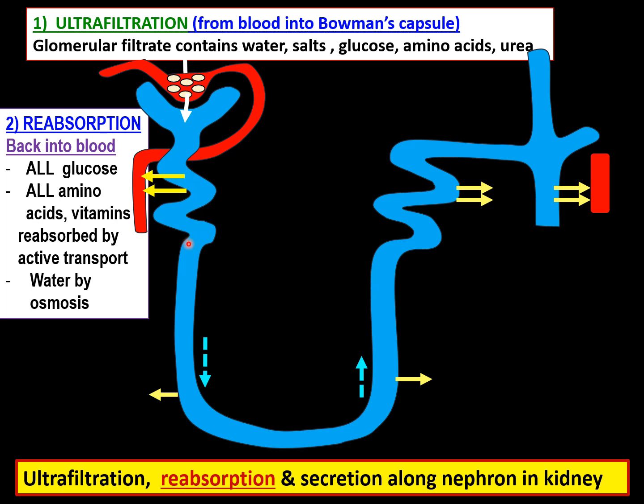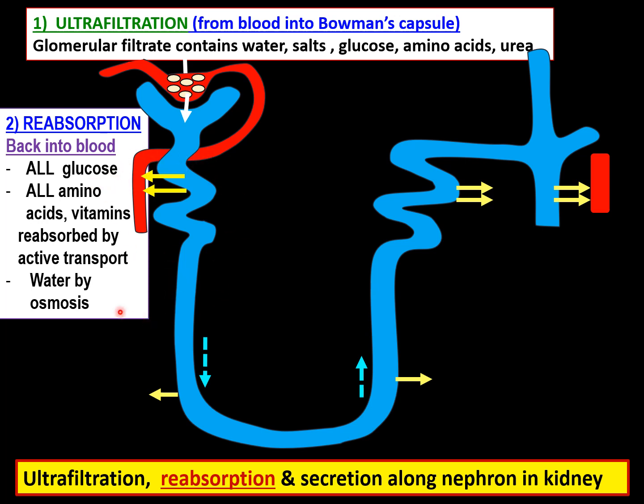Proximal convoluted tubule. So in the proximal convoluted tubule, all glucose, all amino acids, and vitamins are reabsorbed into the blood through active transport. That means it needs energy for this reabsorption to occur. The reabsorption of glucose, remember, all the glucose needs to go back into the blood at this proximal convoluted tubule. So no glucose will be found in the urine formed at the end of the nephron, because all the glucose has been reabsorbed back into the blood at the proximal convoluted tubule here.